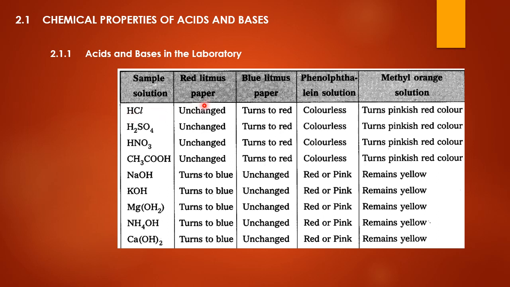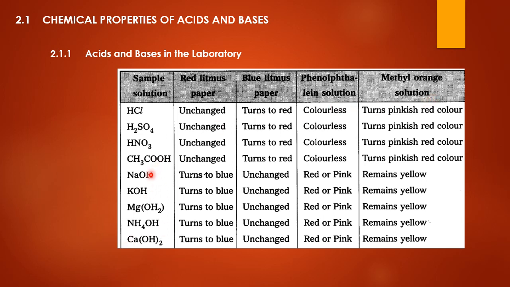Acid: when red litmus paper is dipped into acid, there is no change in the color. But when blue litmus paper is dipped into acid, it turns red. Acids show no change in color with phenolphthalein solution. But acid turns pinkish red when methyl orange solution is mixed.